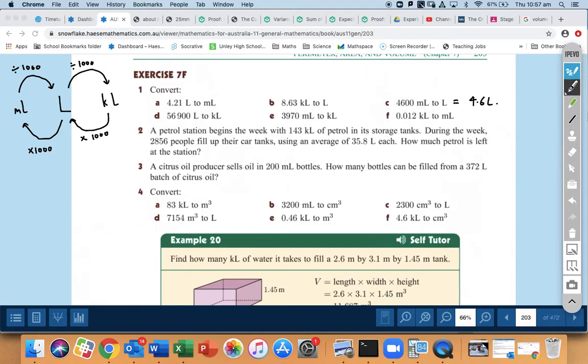Now, the other question I'm picking out at random is E. Let's say we had to convert all the way to kiloliters. So we start with 3,970 milliliters. We've got to get to kiloliters. We need to go through this chain twice. We have to divide by 1,000 and then divide by 1,000 again. So we divide by 1,000, that'll be 3.97. Divide by 1,000 again.